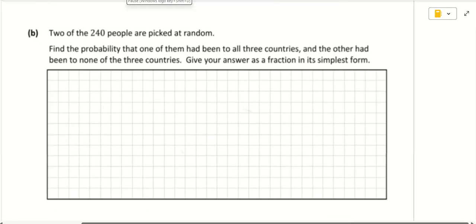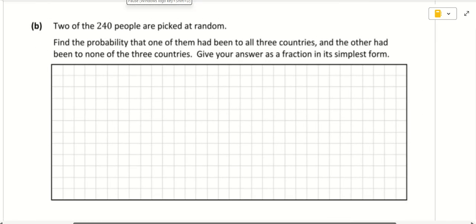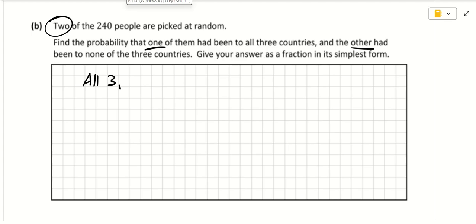All right, 2 of the 240 are picked at random. Find the probability that one of them had been to all 3 countries and the other had been to none of the 3 countries. Okay, this is one of those times where you have to add different probabilities. So you've got 2 people. Either you had been to all 3 and then you had been to none, or you had been to none with the first person, and then you'd been to all three.